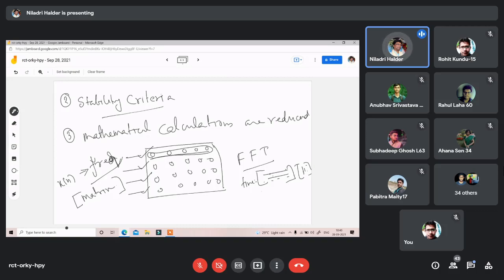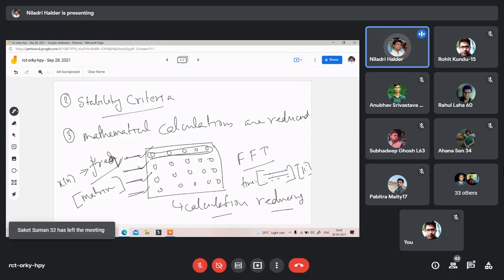Instead of calculating all the parts together, if you simply split it into 4 different parts and do the calculation in the 4 different parts at a single time, the calculation is reduced. In that way mathematical calculations are reduced. In the FFT portion, it will be more clear to all of you.